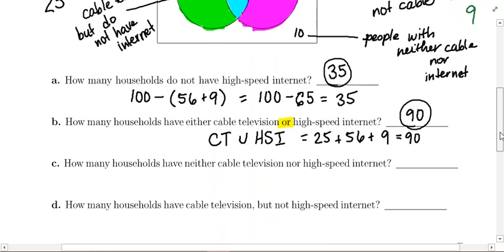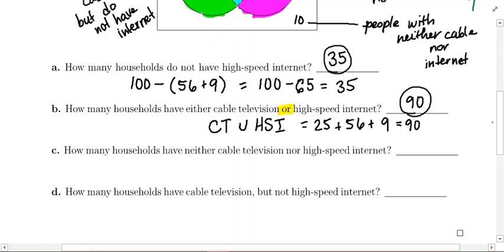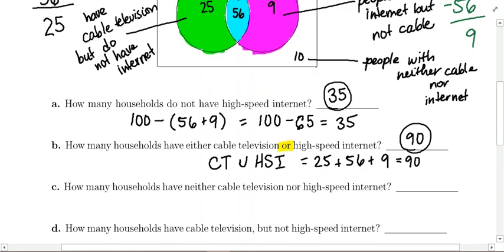All right, a couple more questions. Part C. How many households have neither cable television nor high-speed internet? We just answered that. It's the 10 households that lurk outside of the two circles. So you can just look at your diagram and know that the answer is 10.